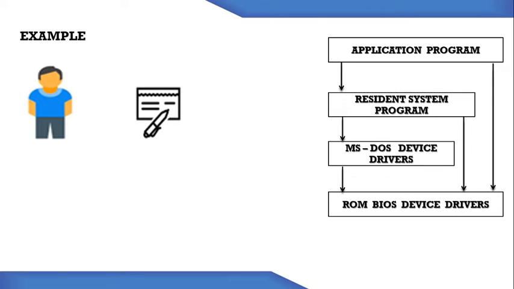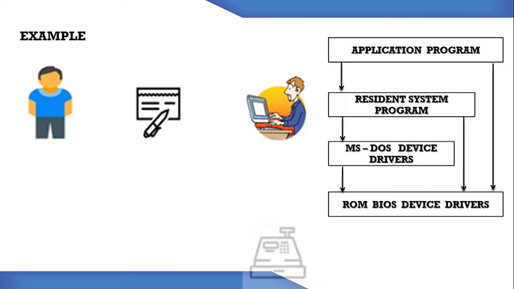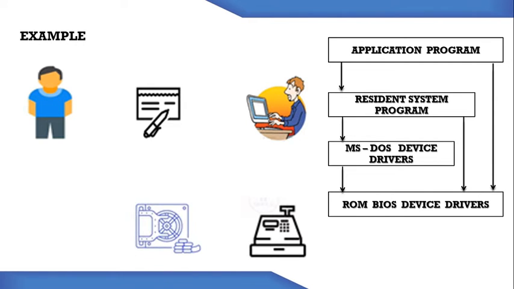Let us take an example. If you need to withdraw cash from a bank, then you visit the bank, fill in a withdrawal slip or cheque and give it to the employee. He will make an entry, check it and pass it to the cashier. Then the cashier will get the money from the bank locker and give it to you. See, this is a systematic approach.